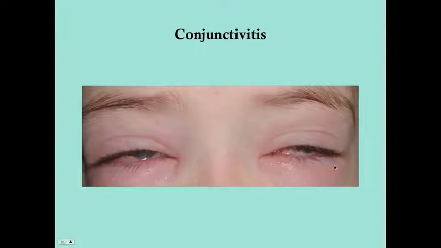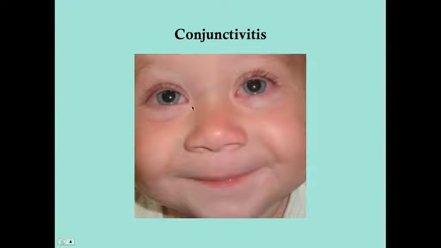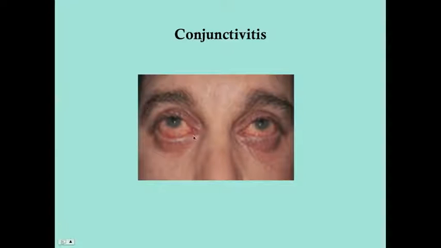So here you see a child with injection in both eyes. No real discharge here. However, you see a little bit of possible tearing here. Here's a cute little baby, and you see the pink eye here. And also in this man too.